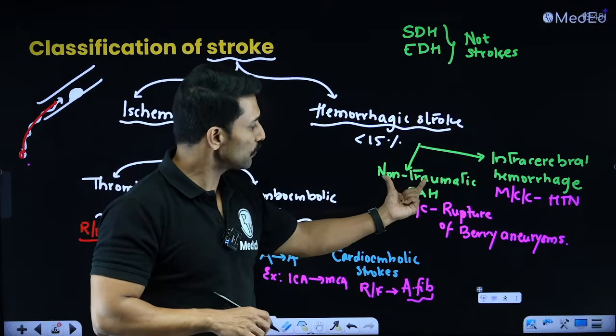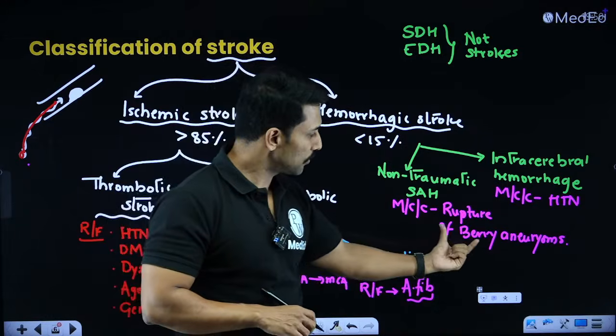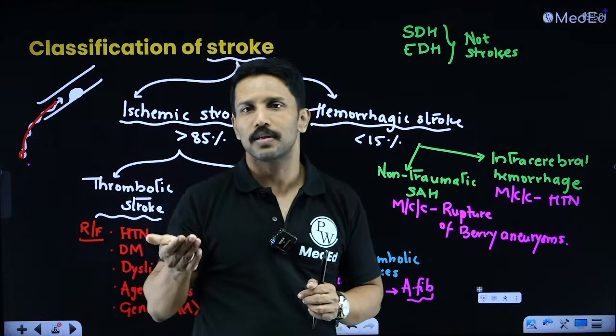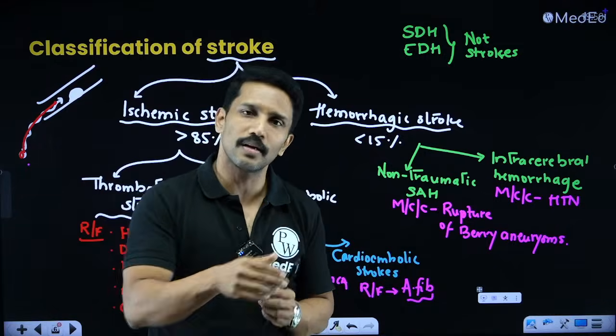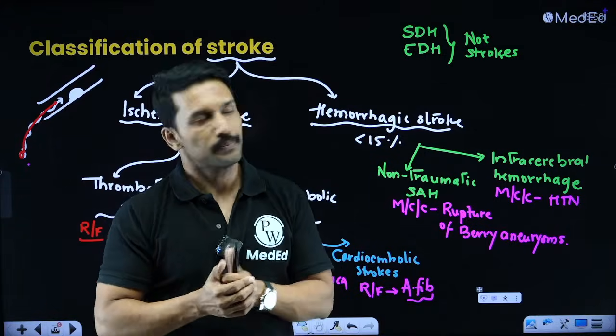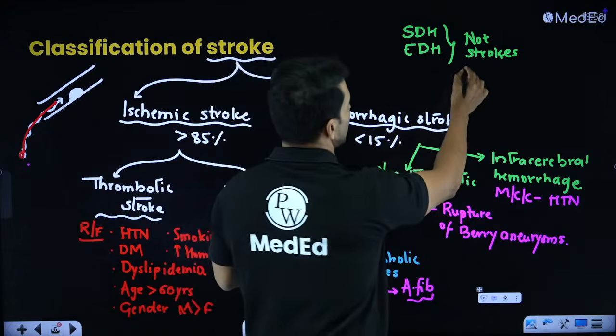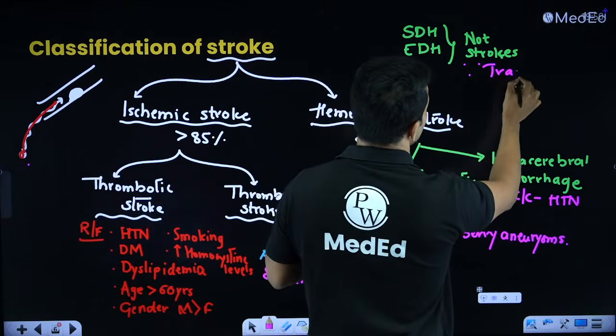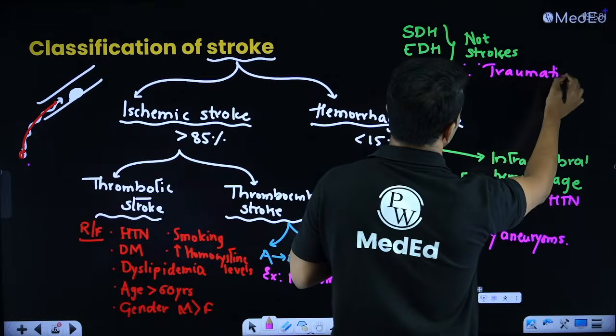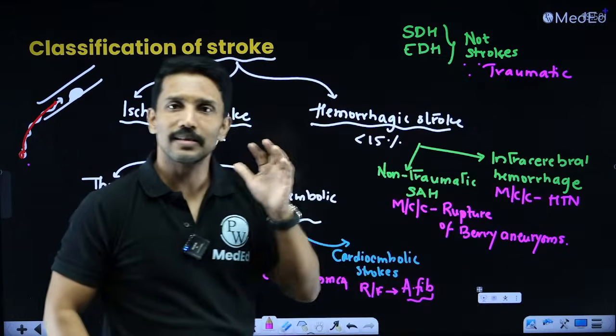The most common cause for non-traumatic SAH is the rupture of berry aneurysms. Aneurysms are diseases of the blood vessel, so if they lead to bleeding, we can call it stroke. But subdural and epidural hematomas are not strokes because they are traumatic in nature. They are not diseases of the blood vessel. That's why they are not counted as stroke.